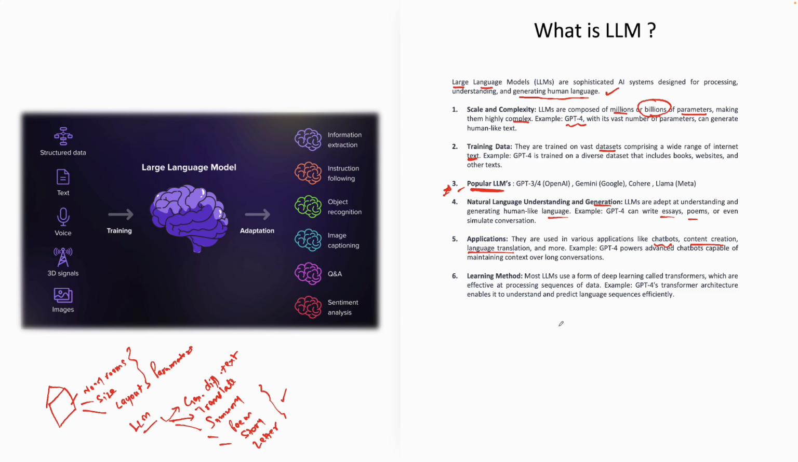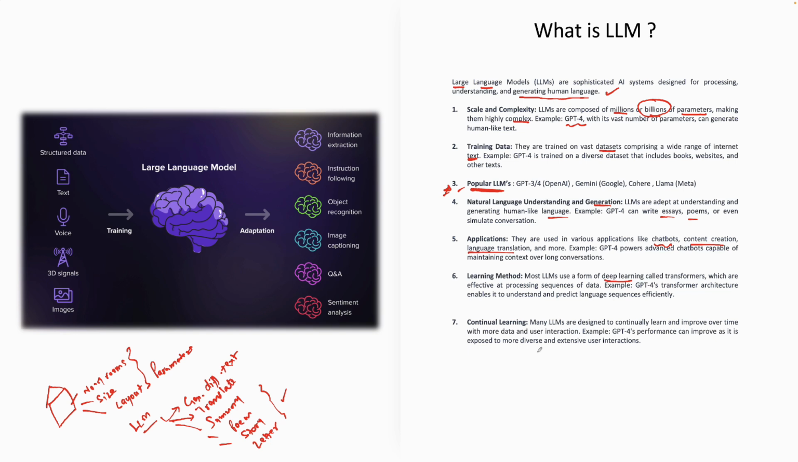Because this is AI, because it is all based on machine learning, these models are constantly learning, right? As it says, most LLMs use a form of deep learning. You might remember, with deep learning, what did we study? We studied neural networks, how the human brain works, right? You understood the concept of transformers, so it's all based on this. The learning method is based on deep learning, and it is effective at processing sequences of data. GPT-4 uses transformer architecture, which we already studied.